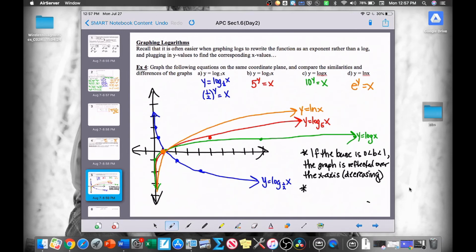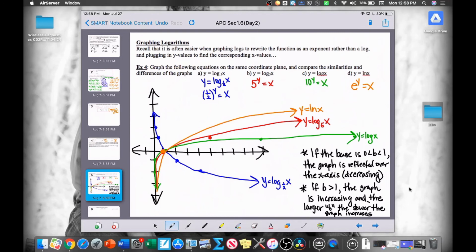And if our base is greater than 1, the graph is increasing, and the larger b, we'll say the slower the graph increases.